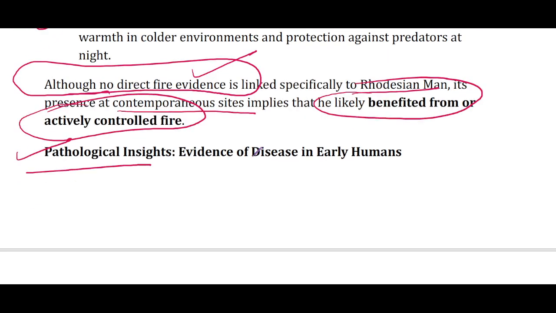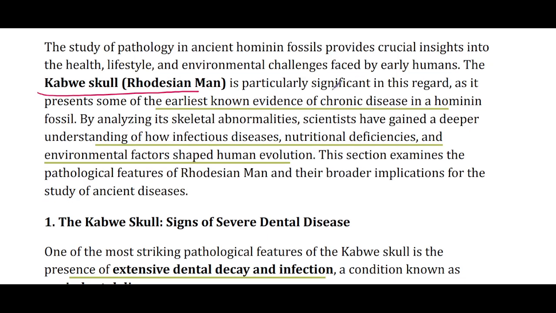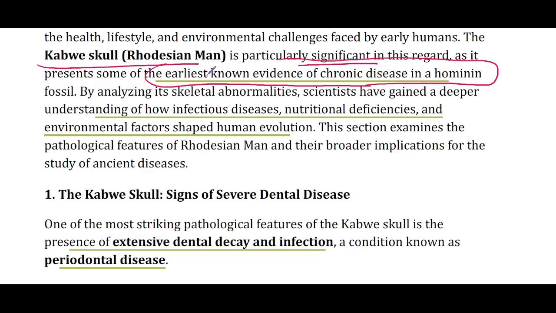Now, the pathological insights: evidence of disease in early humans. As seen earlier, the Kabwe Skull or Rhodesian Man is particularly significant on pathological grounds because it presents one of the earliest evidence of chronic disease in hominin fossils. By analyzing its skeletal abnormalities, scientists have gained a deeper understanding of how infectious diseases, nutritional deficiencies, and environmental factors shaped human evolution.